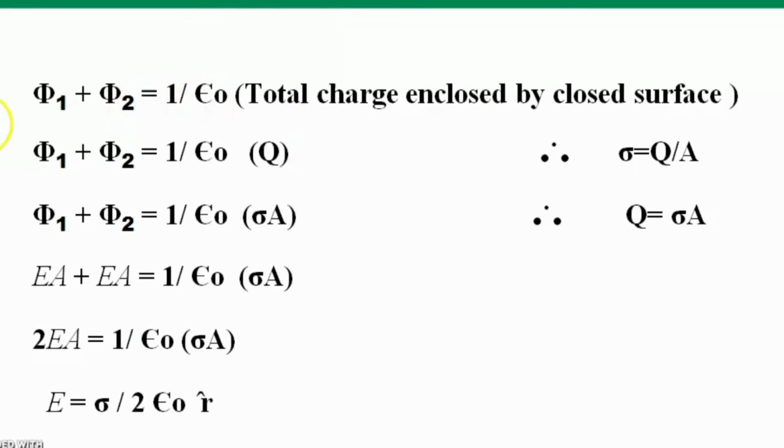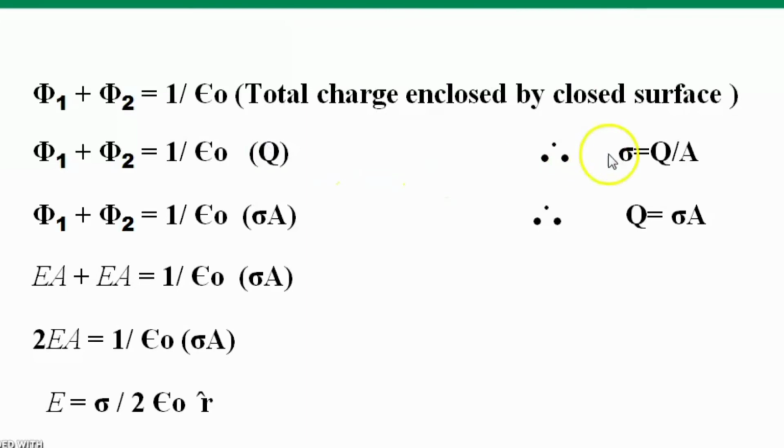And we know that the total flux through the surface, which is flux 1 plus flux 2, is equal to 1 upon epsilon naught times the total charge enclosed by the surface. So, flux 1 plus flux 2 is equal to 1 upon epsilon naught times the total charge enclosed by the surface.